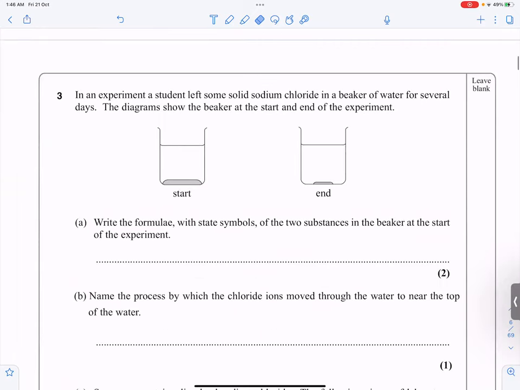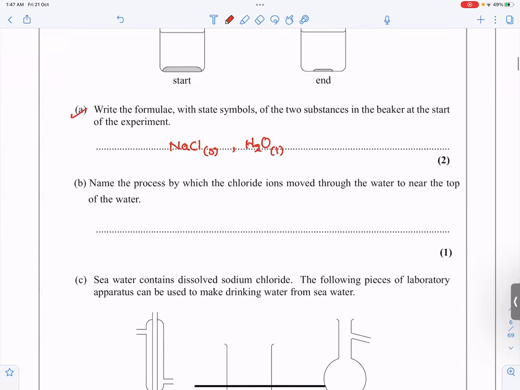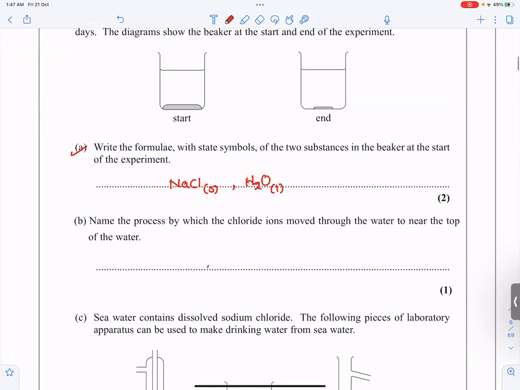Question three: in an experiment, a student left some solid sodium chloride in a beaker of water for several days. The diagram showed the beaker at the start and at the end of the experiment. Question A: write the formulae with state symbols of two substances in the beaker at the start of the experiment. Solid sodium chloride, NaCl(s), and the beaker of water, H2O(l). Name the process by which chloride ions moved through the water to near the top of the water. Diffusion.